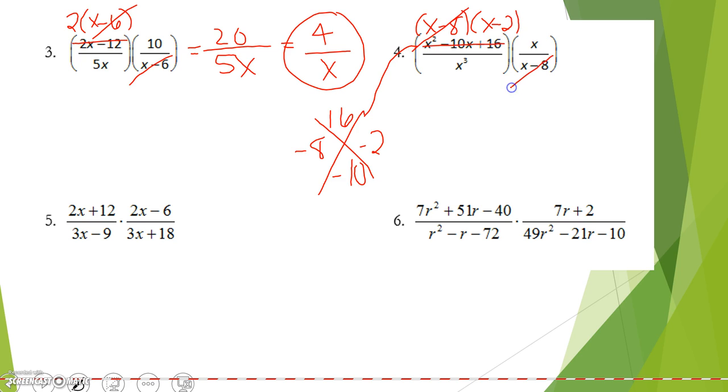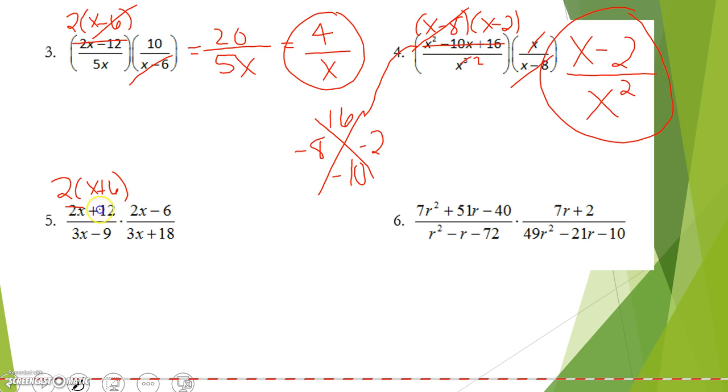Now I can cancel out those two things. I can also cancel out this monomial with one of these down here. So I am left with x minus 2 on top, and x squared on the bottom. That's my final answer.